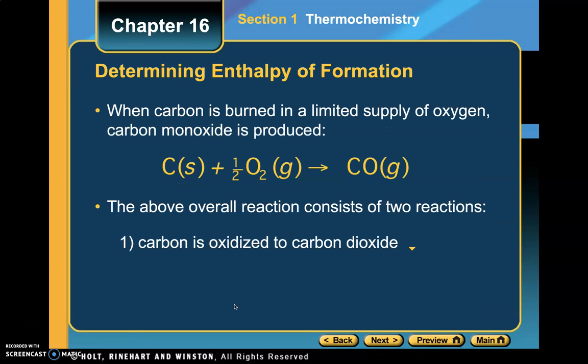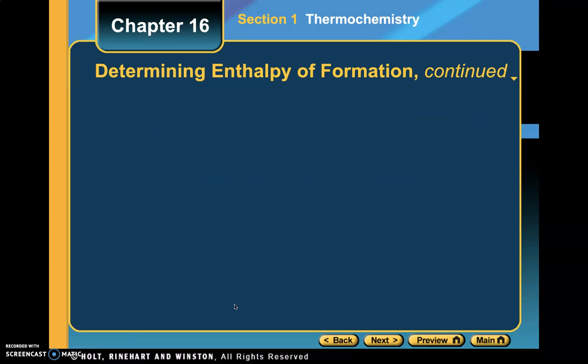All right, let's do one more of these here. So here is determining the enthalpy of formation, right? Determining the enthalpy of formation. So when carbon is burned in a limited supply of oxygen, carbon monoxide is produced. There it is. So look, it tells us that this reaction has two parts.